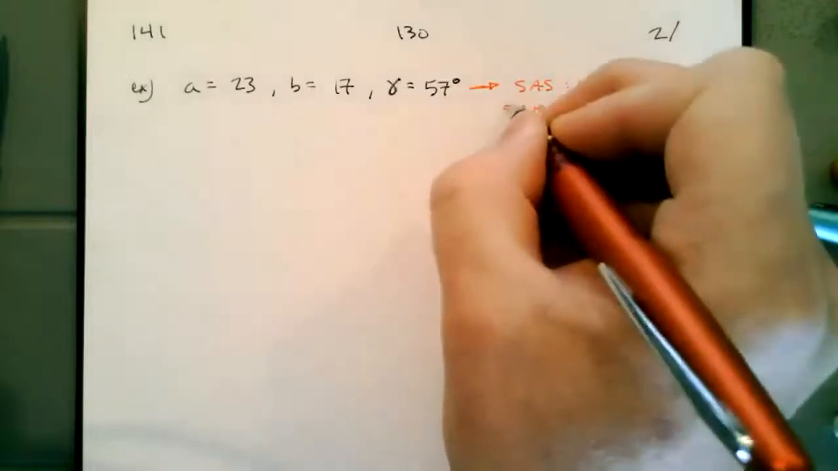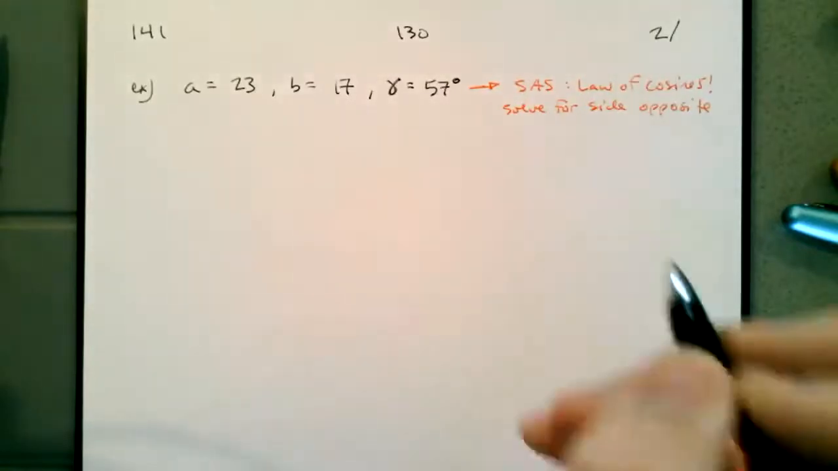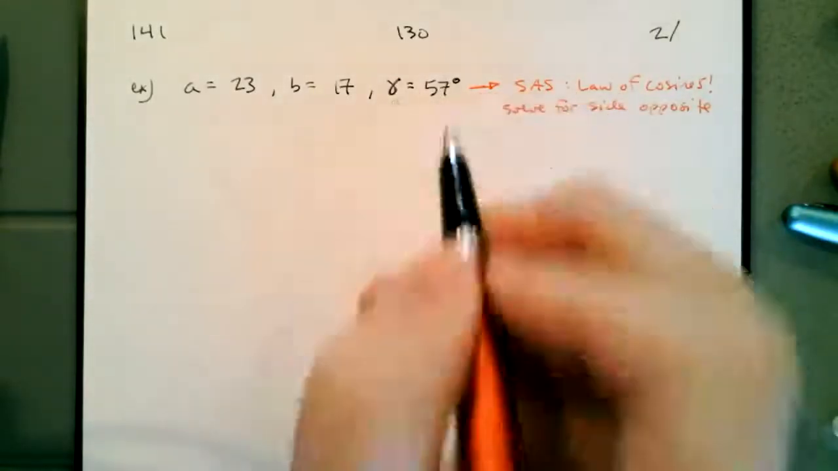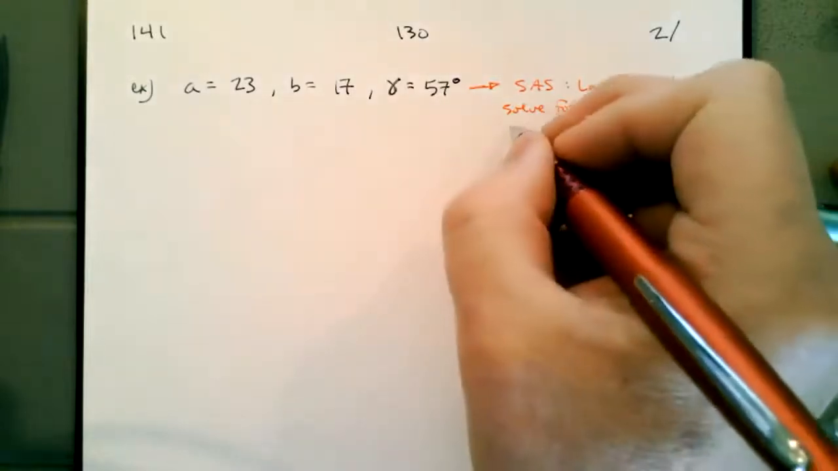We didn't have to make this decision in the SSS case because we had all three sides. We needed to find all three angles, so we just had to pick one to start with. But in the SAS case, since we have gamma, we have to use gamma to find C. In general, you need to solve for the side opposite the given angle first.